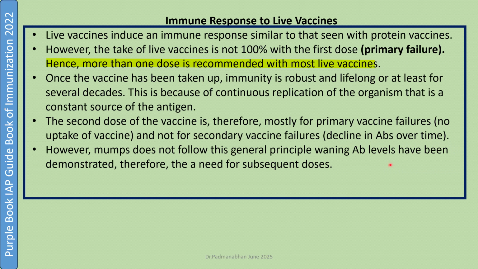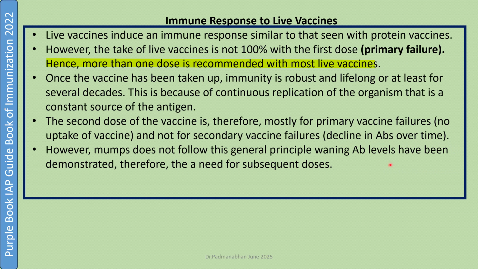The second dose of the vaccine is therefore mostly for primary vaccine failure, no uptake of the vaccine, and not for secondary vaccine failure, which is a decline in antibody over time. However, mumps does not follow the general principle. Waning antibody levels have been demonstrated, therefore the need for subsequent doses.